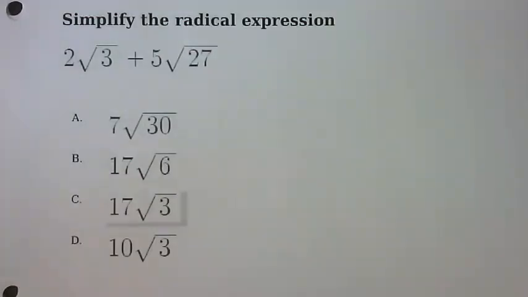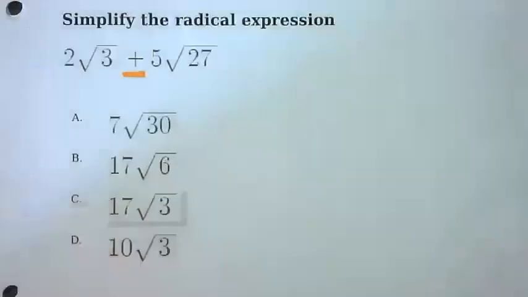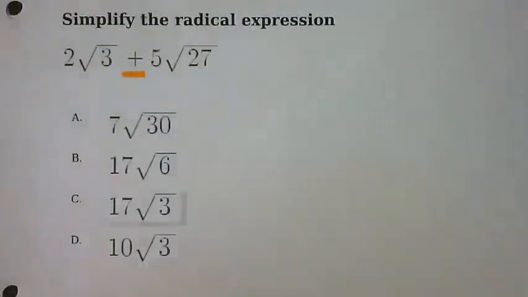Simplify the radical expression 2 square root 3 plus 5 square root 27. So first thing I notice is that there are radicals. So these are two radical expressions. Second thing I notice is the addition symbol. So this tells me that we need to add these two radical expressions together.